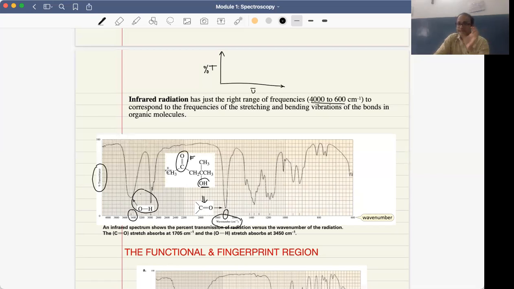So this is the basic phenomenon of how you use infrared to capture the functional groups in a molecule.